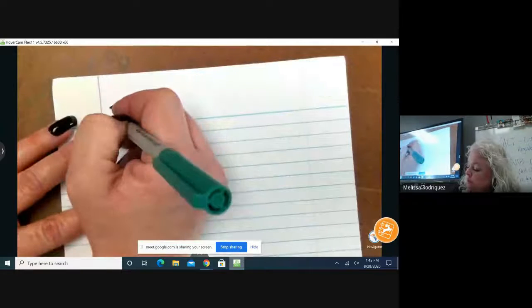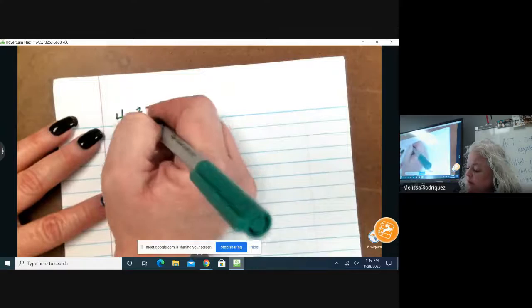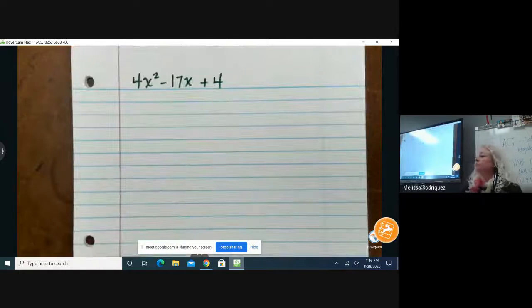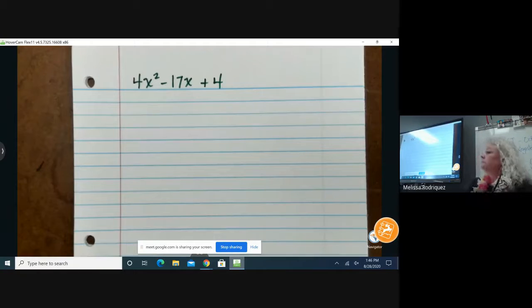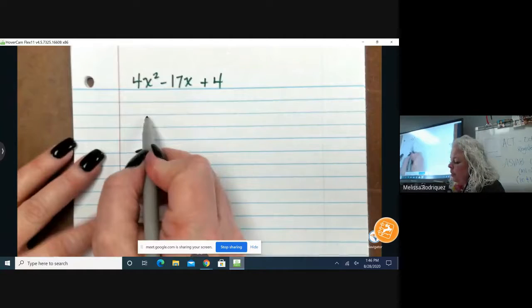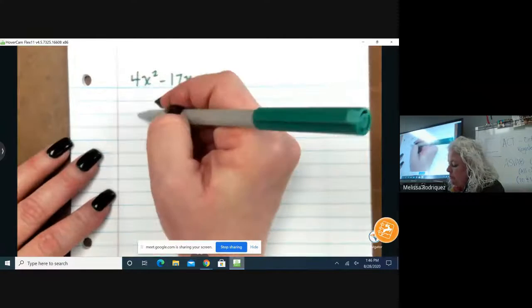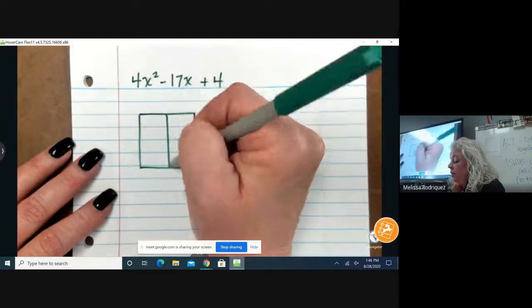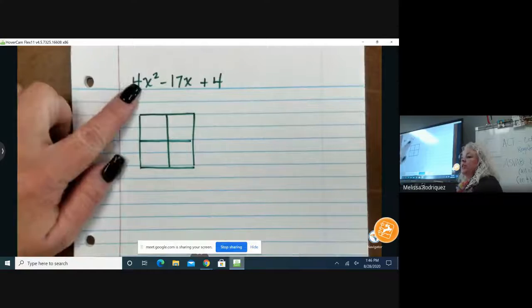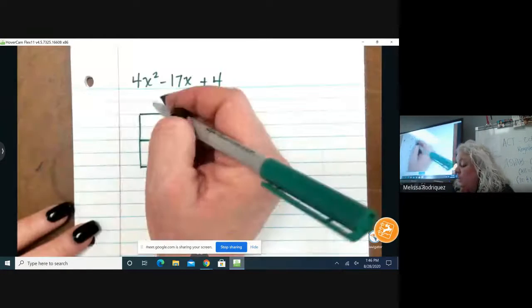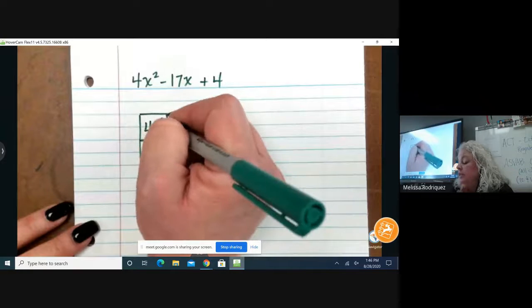Well, then let me just test the waters here. I want you to factor 4x squared minus 17x plus 4. Little different? A little bit. What's different about it? The 4x squared, right? All of our other examples had just an x squared. This one now has a 4x squared. So I need to make sure I'm taking that into consideration.